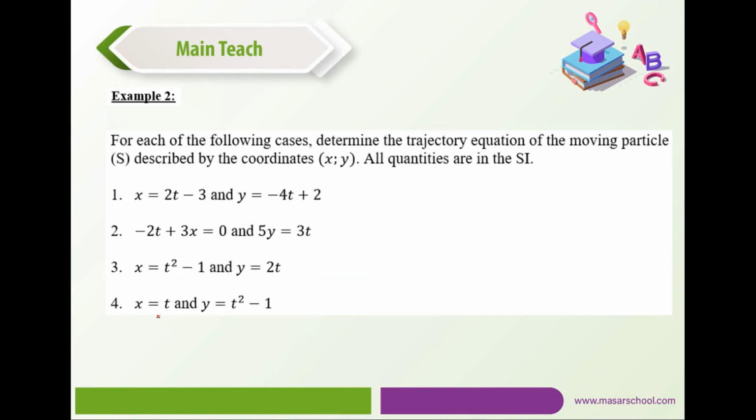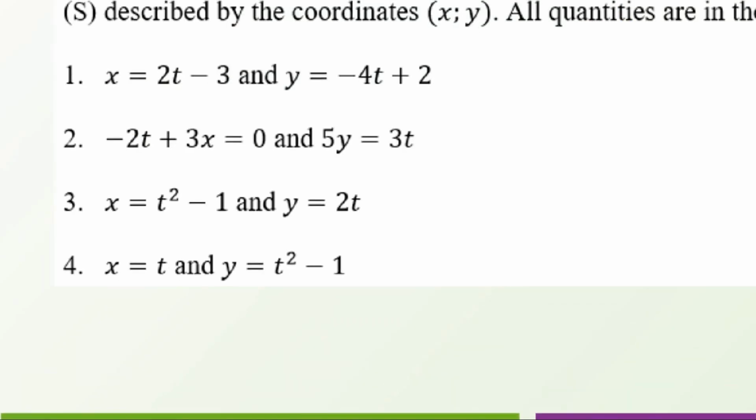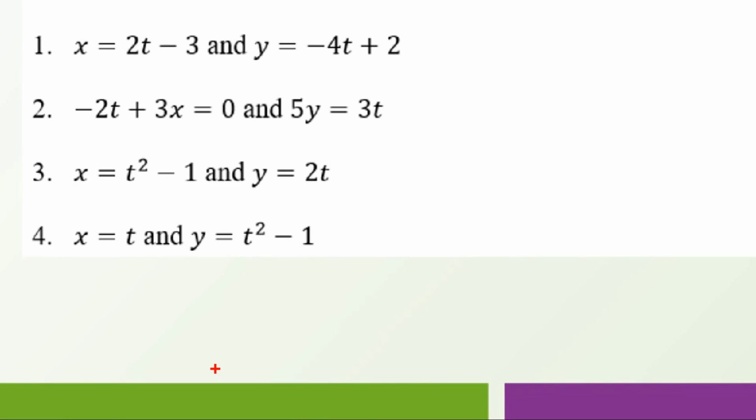Now in the next example, which is example 2, we are going to find the trajectory equation explicitly. For each of the following cases, determine the trajectory equation of the moving particle as described by the coordinates x, y. All quantities are in SI. Then let's start with 1. In 1, we need to determine the trajectory equation, and the way to proceed is to determine t from one of the variables and replace it in the other. We can determine t from x or we can determine t from y.